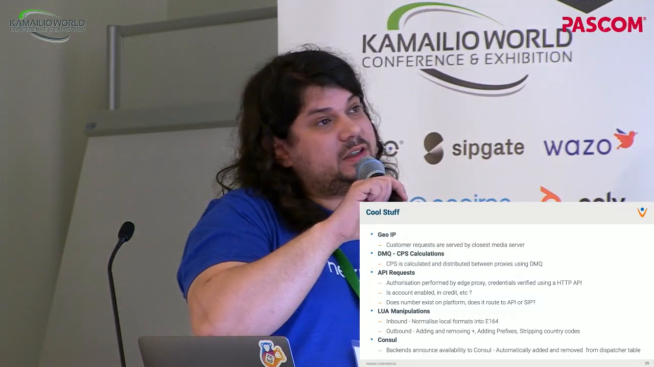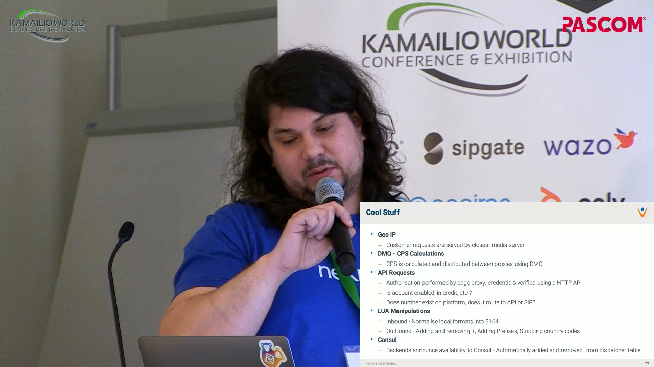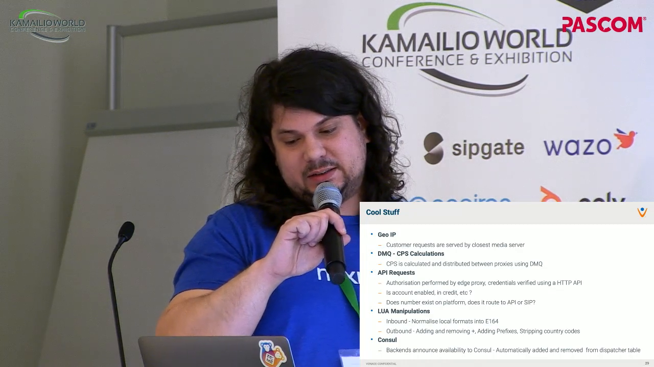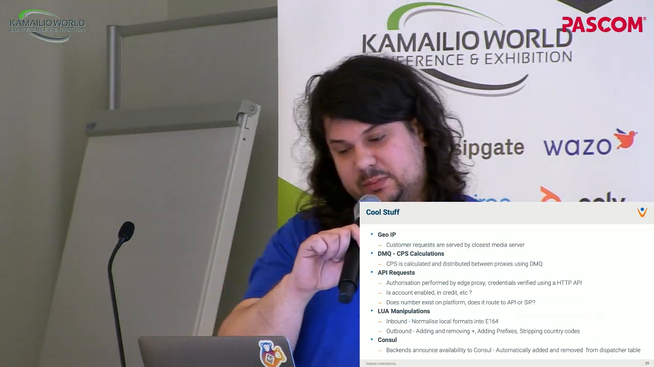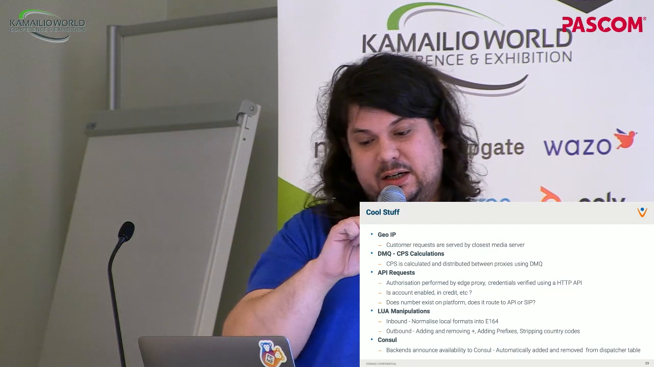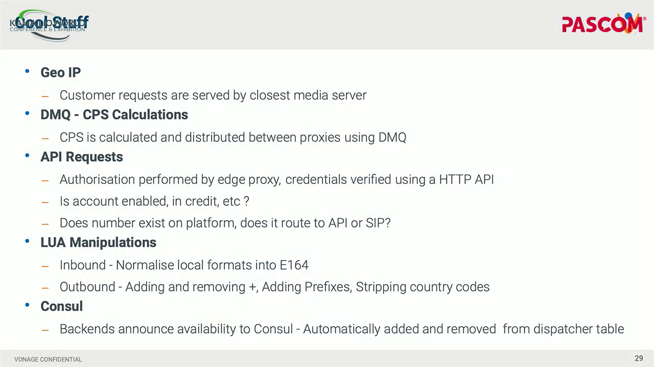So, cool stuff in terms of Kamailio. We use GeoIP, so customer requests are served by the closest media server. We use DMQ, so all the customer edge proxies are calculating CPS. Those results are distributed using DMQ, and then we basically rate limit anyone that's being naughty.